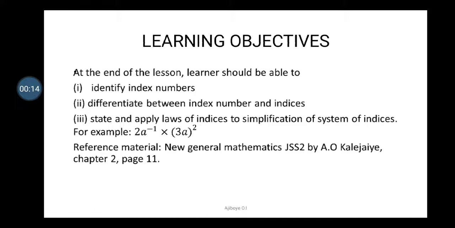Our learning objectives: at the end of the lesson, learners should be able to identify index numbers, differentiate between index number and indices, state and apply laws of indices to simplification of system of indices. For example, (2a)^-1 times (3a)^2. Our reference material is New General Mathematics JSS2 by A.O. Kalejaye, chapter 2 of that text material, page 11.